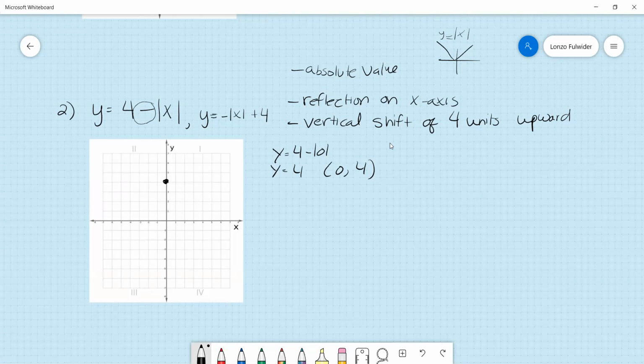Sometimes people think of an invisible 1 as your slope. So you start at the y-intercept, and since it's going downwards, you go down 1, right 1, down 1, right 1, down 1, right 1. So you get that V shape.